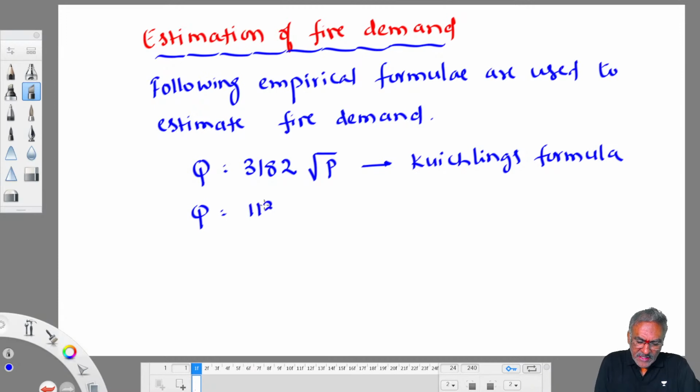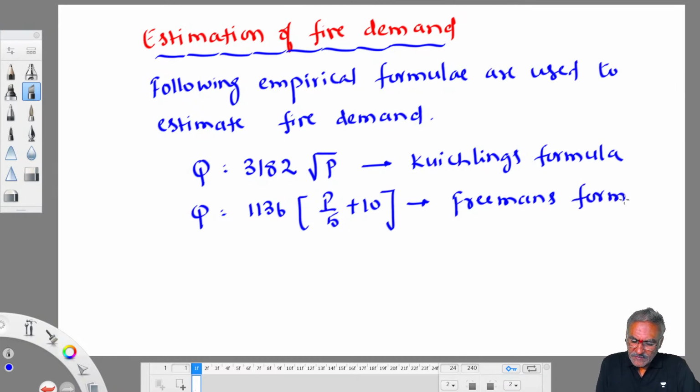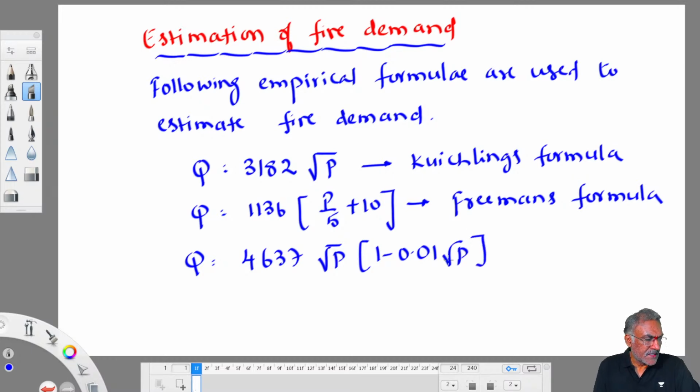Then Q is equal to 1136 into (P by 5 plus 10). This is called Freeman's formula. And the best among all these formulas is the third one. Q is equal to 4637 root P into (1 minus 0.01 root P). So this is the National Board of Fire Underwriters formula.